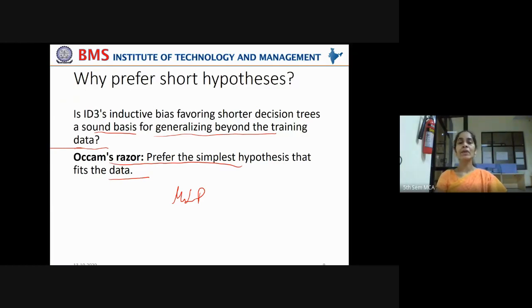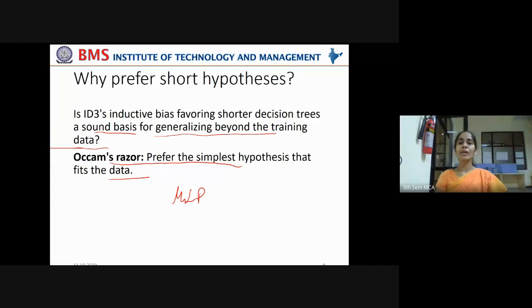This is called the Occam's razor method, and it is widely used in many departments in organizations these days. When there are lots of solutions available, always prefer the simplest solution. Okay, that is called Occam's razor. Prefer the simplest hypothesis that fits the data.